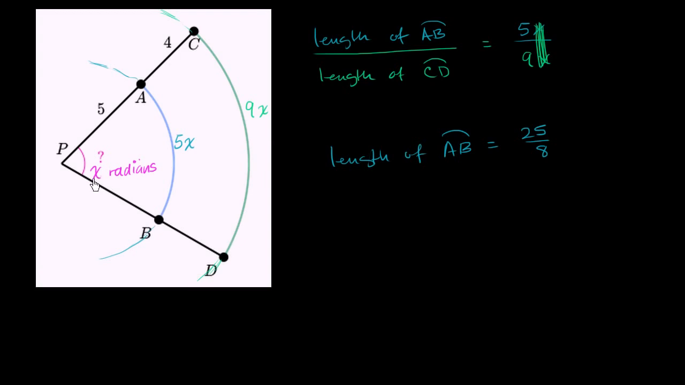Well, let's work through each of them. This arc length, we already figured out that arc AB's length is 5x. So we could just say that 5x is going to be equal to 25 over 8. Divide both sides by 5. X is equal to 5 over 8. And so the measure of this angle right over here is 5 over 8 radians. So what's going to be the measure of this arc length? So this is going to be 9 times x. That's just 45 over 8.